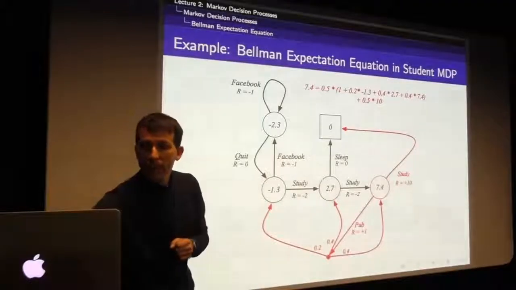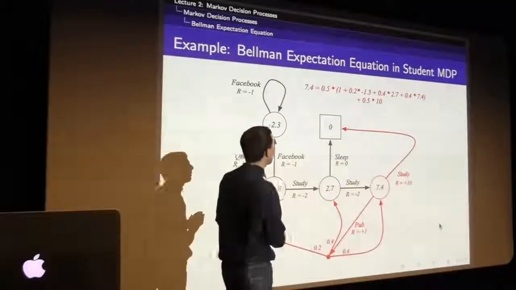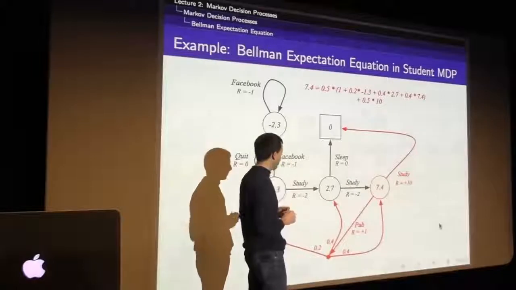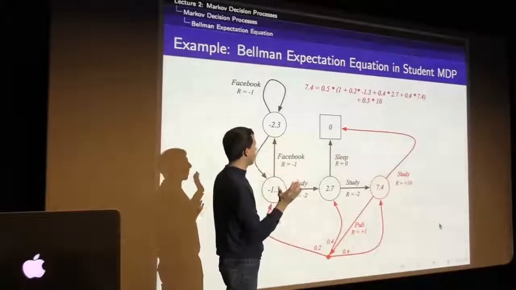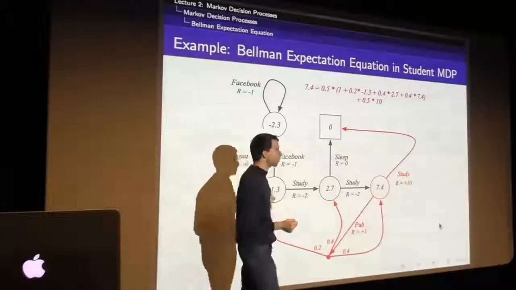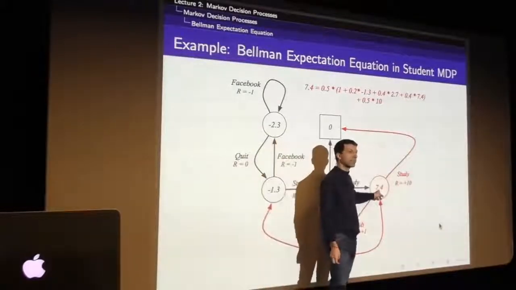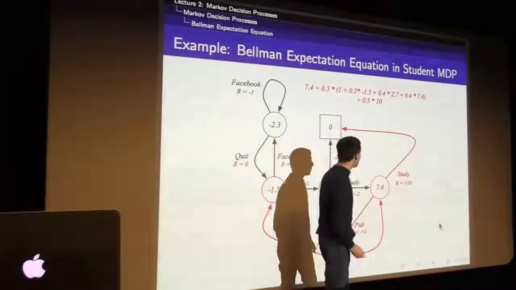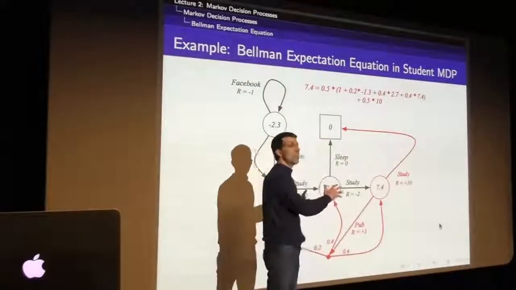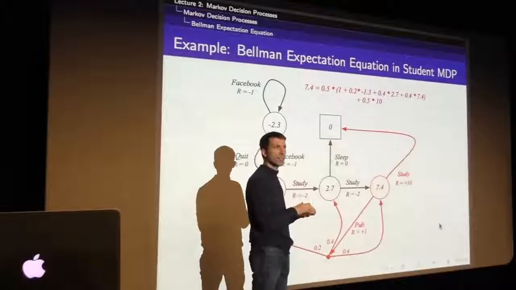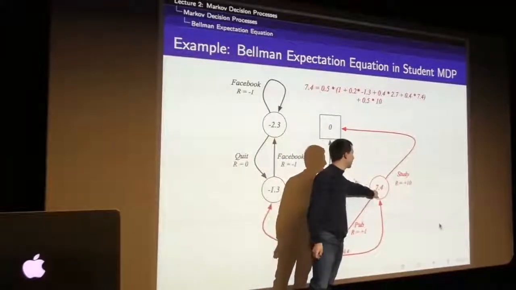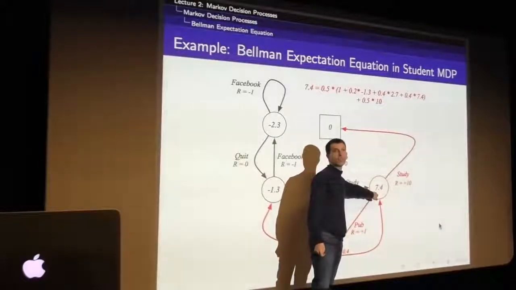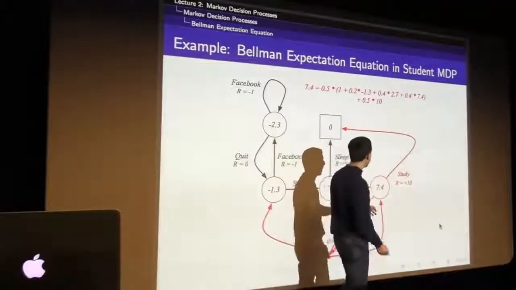Okay, so let's do that for one example in our student MDP, and then we'll move on a little bit. So here's our student MDP again. We're going to consider just one state, this red state here, the class 3 state. And again, we're not using this Bellman equation to compute these value functions. We're going to use it to verify that this indeed does have the value of 7.4. Okay? So how can we verify it?